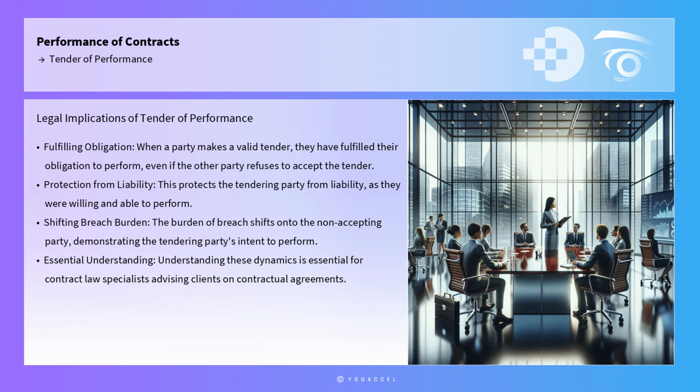When a party makes a valid tender, they have fulfilled their obligation to perform, even if the other party refuses to accept the tender. This protects the tendering party from liability, as they can demonstrate that they were willing and able to perform, thus shifting the burden of breach onto the non-accepting party. Understanding these dynamics is essential for contract law specialists who are tasked with advising clients on how to protect their interests in contractual agreements.